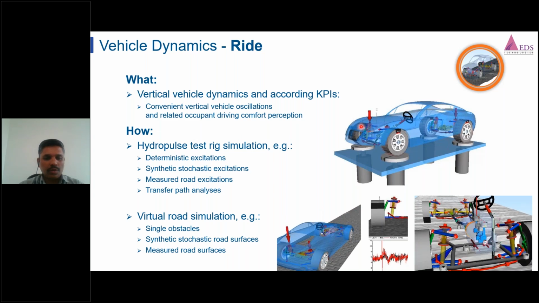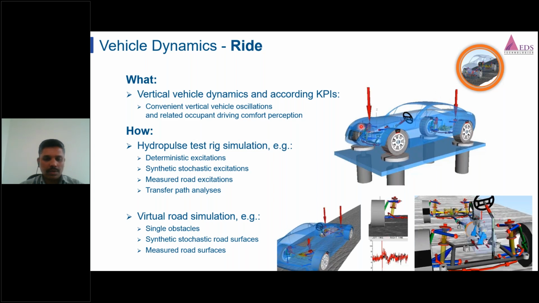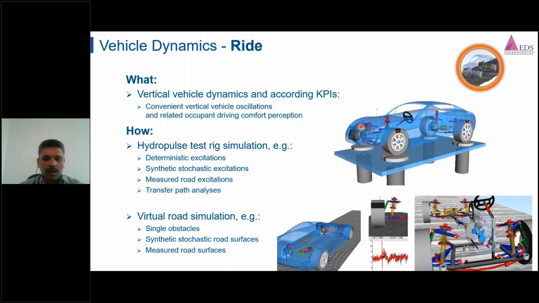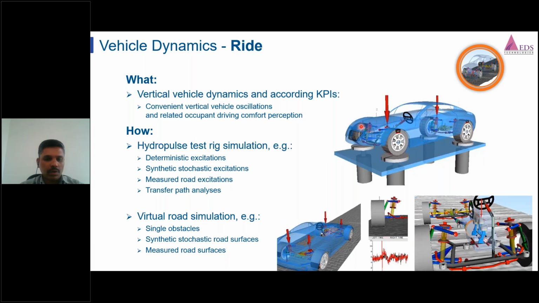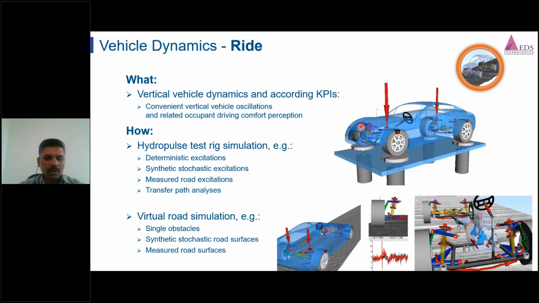Another option is to drive the vehicle on a virtual road. There are several options to do this. For instance, single obstacles, then using synthetic stochastic road surfaces, also based on measured road surfaces. We can also include the measured road surfaces.